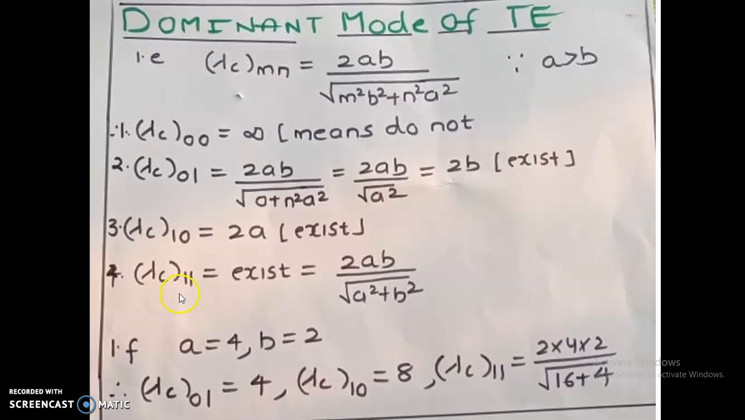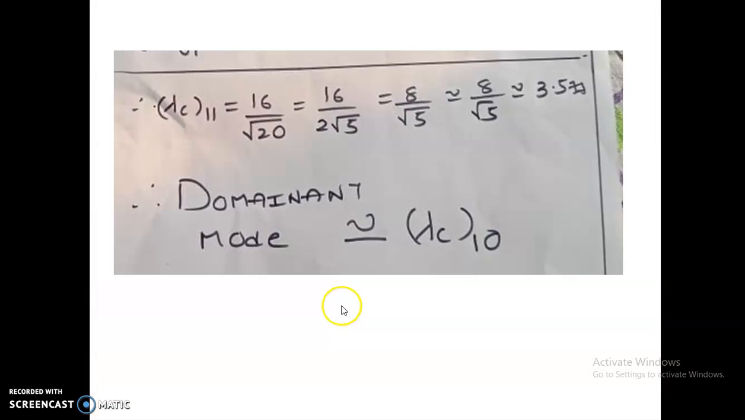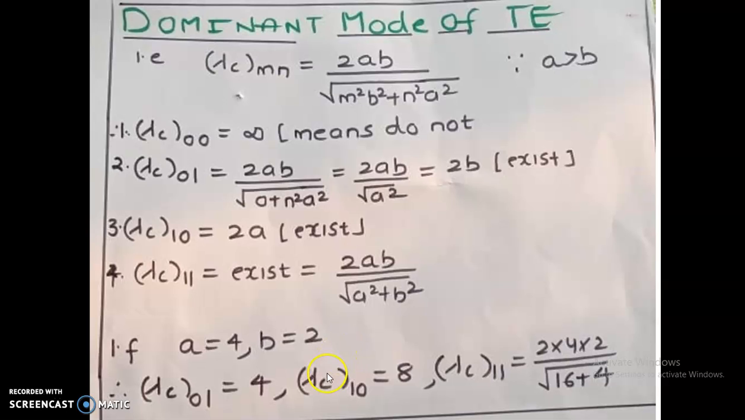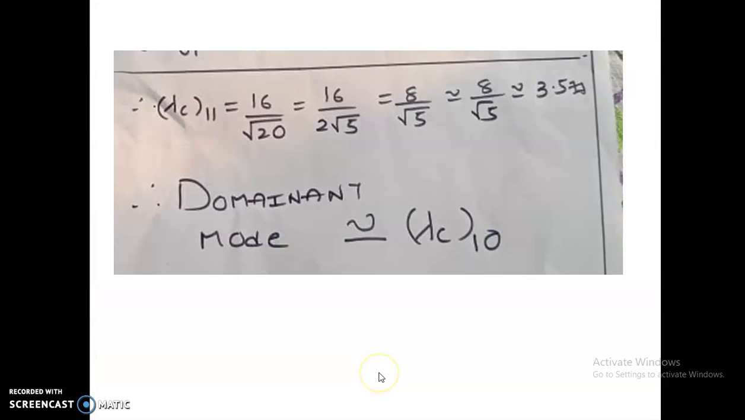Now let us say we substitute 1 1; you're going to get this one. Let us assume some values for better understanding: a equal to 4, b equal to 2, as a is greater than b. So substitute a as 4 and b as 2, then this term becomes 4, this term becomes 8. If you substitute over here, you will get 3.5. As I have already written everything neatly, the conclusion to understand here is that this lambda c10 is 8, and the remaining are all less.